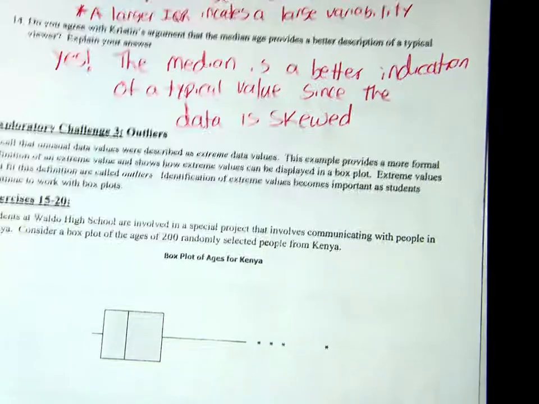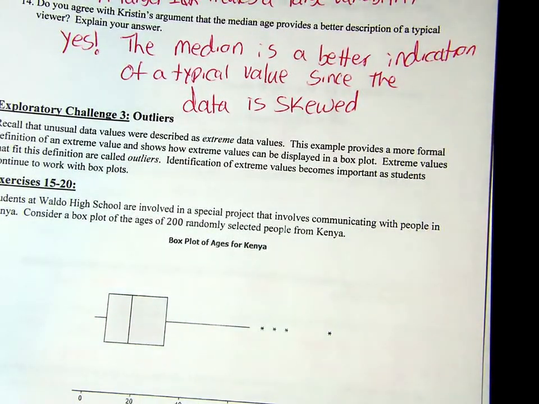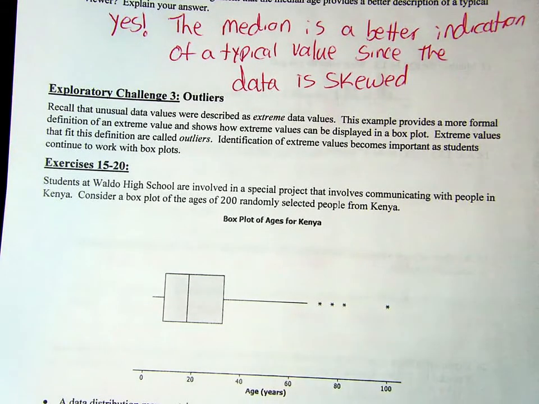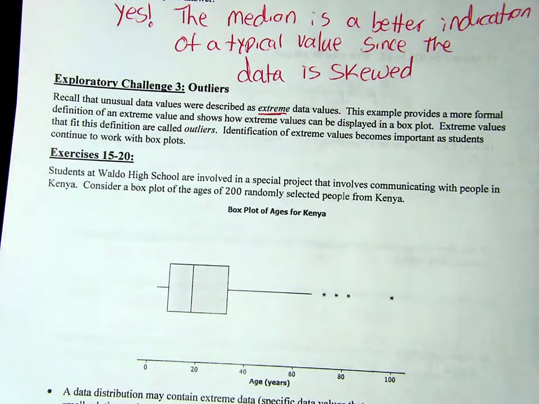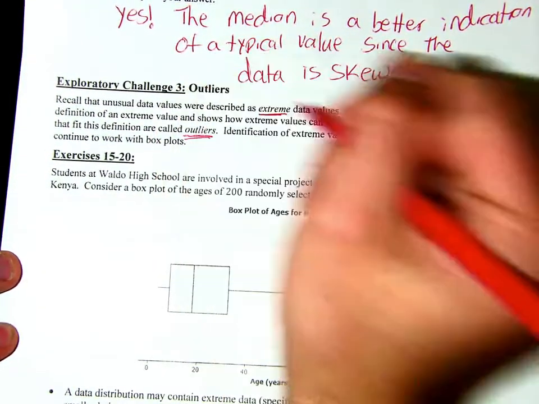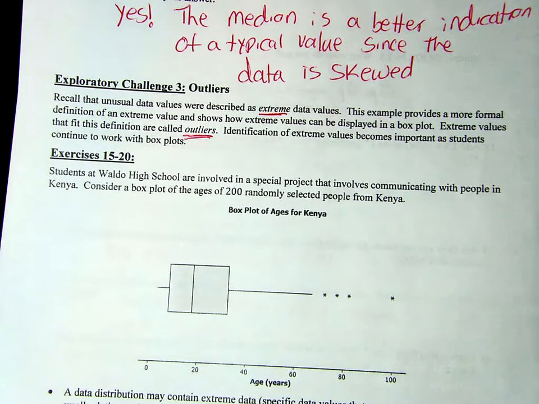The outliers. So now we're going to talk a little bit about outliers. It says, recall that unusual data values were described as extreme values. This example provides a more formal definition of an extreme value and shows how extreme values can be displayed in a box plot. Extreme values that fit the definition are called outliers. Indication of an extreme value becomes important as students continue to work with box plots. So as we start working with box plots, we have our extreme values.